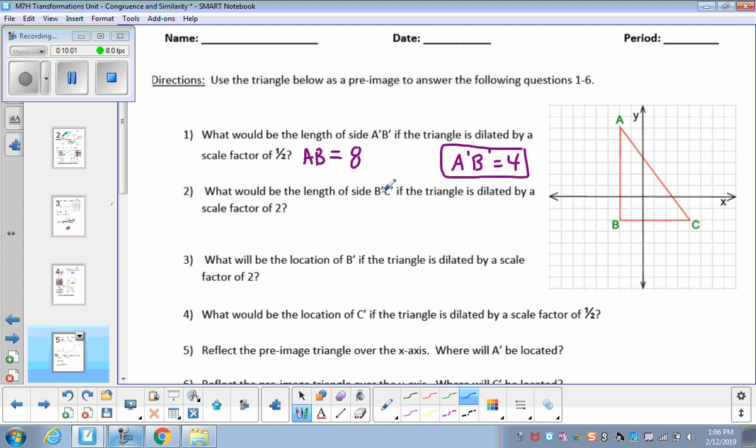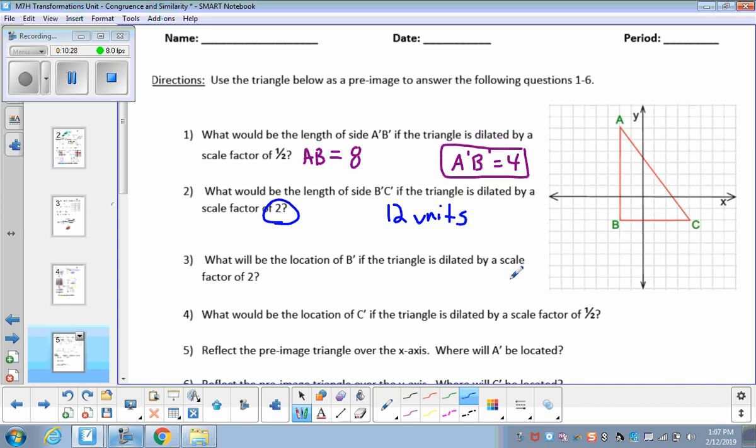For the next one, BC, if we take BC and dilate it by a scale factor of 2, how long would B prime C prime be? So currently, BC is 1, 2, 3, 4, 5, 6. Currently, BC is 6 units long. So if we double that, then B prime C prime is going to be 12 units long.